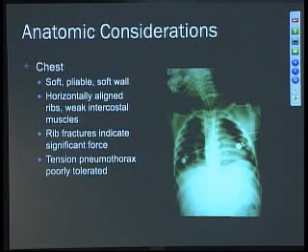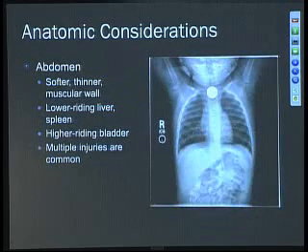With respect to the pediatric chest, soft chest wall, so you're more likely to have pulmonary contusions than rib fractures. If there is a rib fracture, it indicates a significant amount of force, and then they'll decompensate very quickly from a tension pneumothorax. In the abdomen, the liver and spleen are bigger relative to the size of the abdomen, which gives a large space for blunt injury.